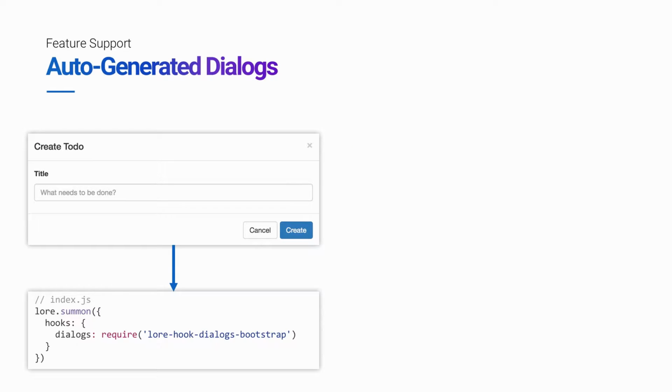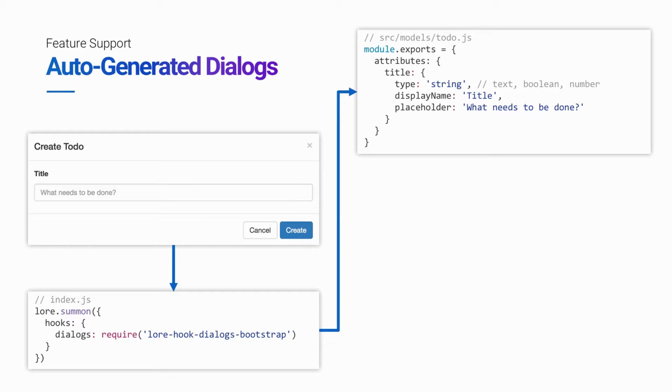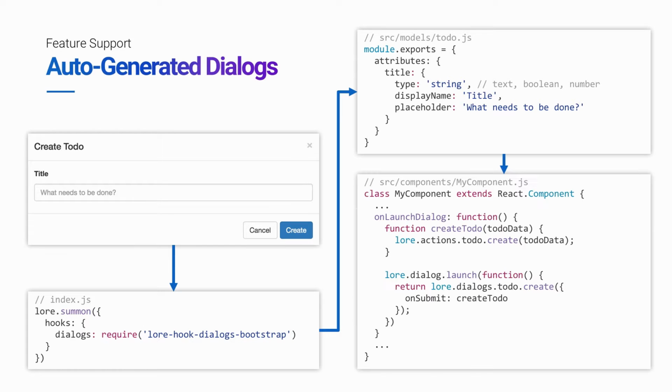Before you can use any of these dialogs, you first need to install the hook matching whatever UI library your application is using. In this example, we're using Bootstrap, so we'll install lorehook dialogs bootstrap, and then we need to register the hook in the index.js file at the root of your project. Next, you'll need to go into any models you want to generate dialogs for and include some information about their attributes. At a minimum, you need to provide the data type, and there are also optional fields like display name and placeholder text. With those two steps complete, the dialogs will be available for use. So now we just need to invoke them.